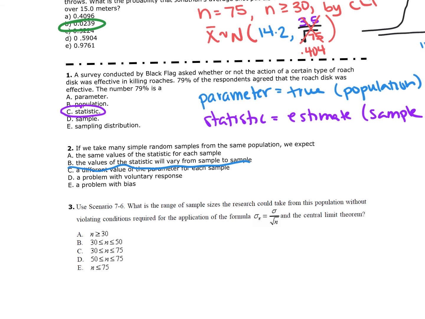In this last problem, it says, what is the range of a sample size the researcher could take from this population without violating conditions required for this application here? In order to actually use this right here, this is called our standard error. And if we know nothing about the population, then remember, in order to use this value, the range, they're talking about the range, n has to be greater than or equal to 30. This is our central limit theorem, that's CLT.